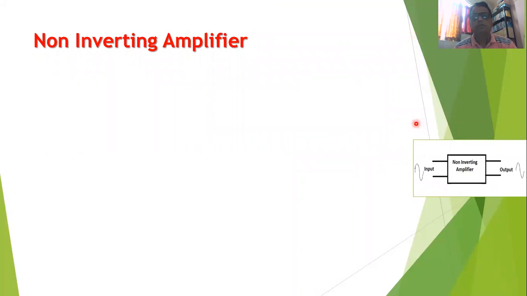So let us start our session with what we mean by non-inverting amplifier. A non-inverting amplifier is an amplifier in which, when some input voltage is applied, we get the amplified output voltage. And you will find that the phase of the input voltage and the phase of the output voltage will be the same. That is, there is no phase difference between the input voltage and output voltage.